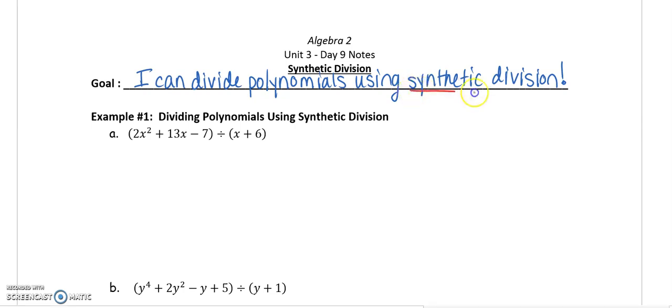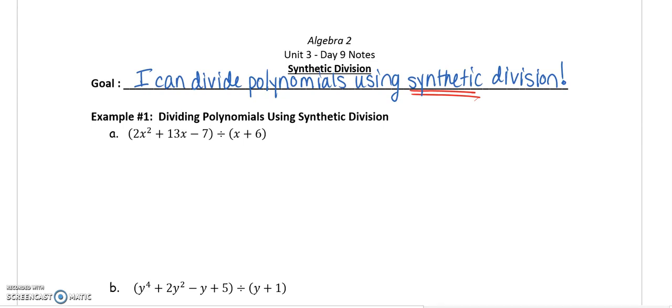Now, synthetic, as a word, not in math, means fake, which is not exactly what we're doing. We're not fake dividing, but it does kind of give you a hint that we're not going to completely divide these two things the way they look. We're going to use a shortcut that's going to allow us to get the answer still.